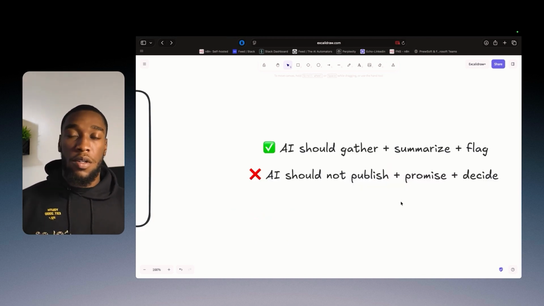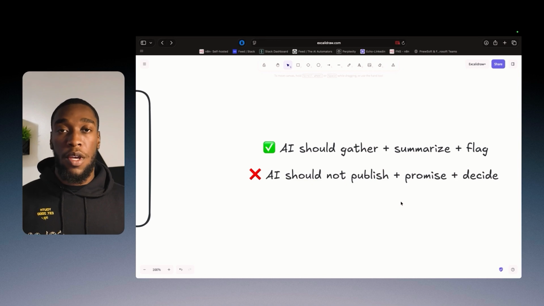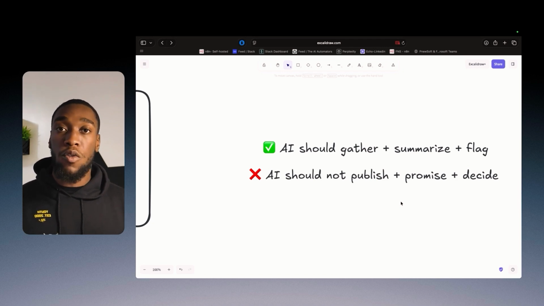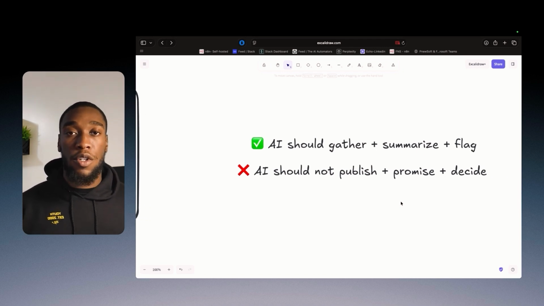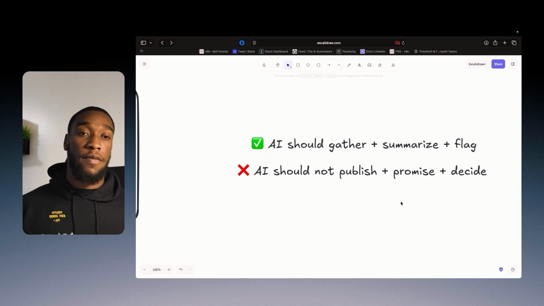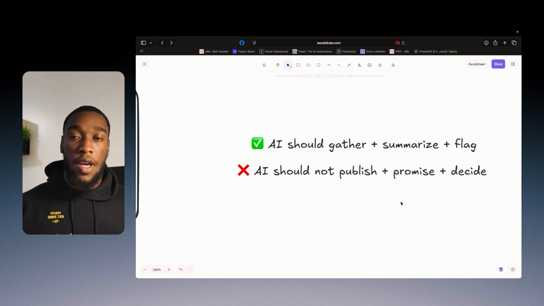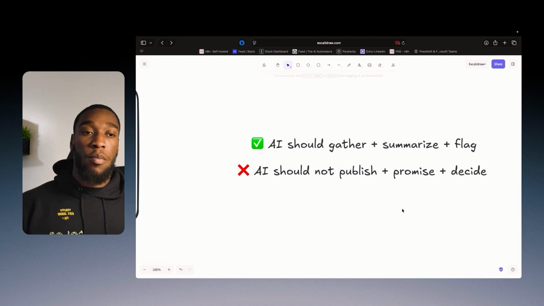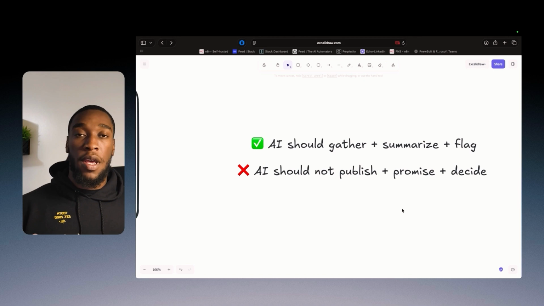To summarize, these are some really good use cases for your OpenClaw agents, but there are also some things you should keep in mind before you let them run rampant. A rule of thumb that I like to share is: you should use AI to gather, summarize, and flag different things, and you shouldn't let AI publish, promise, and decide for your business. When you keep these in mind, you can successfully get a high ROI when you introduce agents like OpenClaw into your business, but you should definitely be more cautious and scale your trust as you begin to use them more.